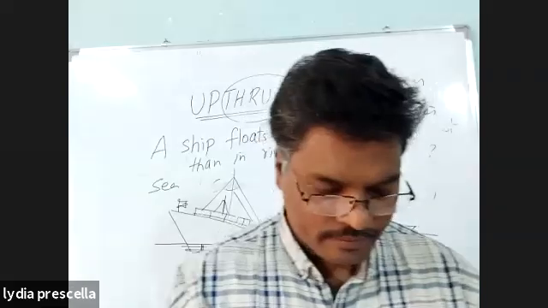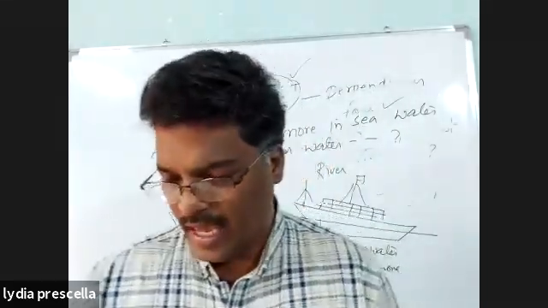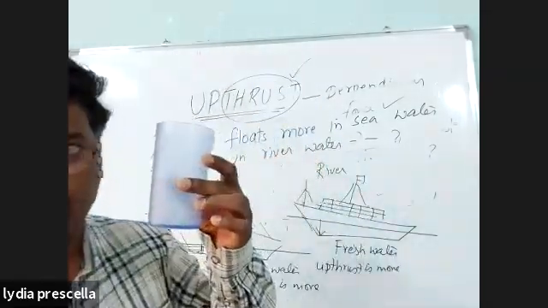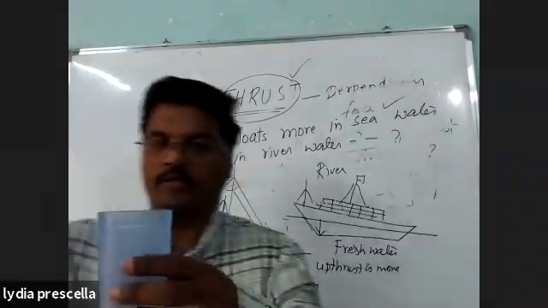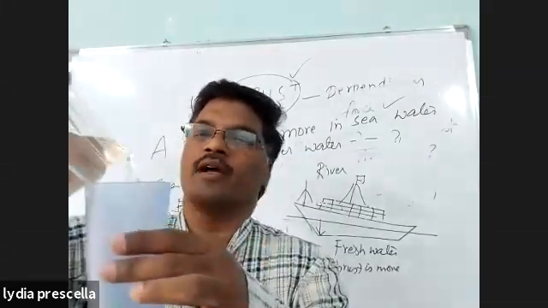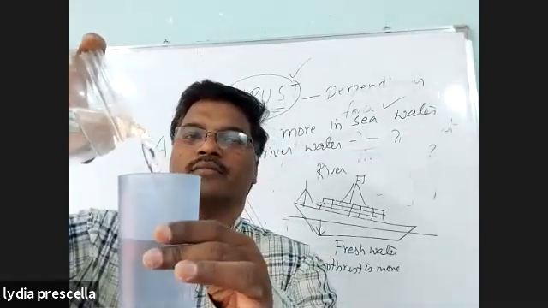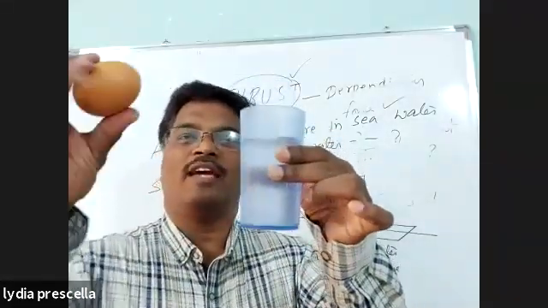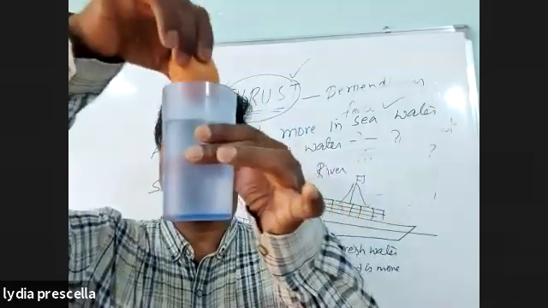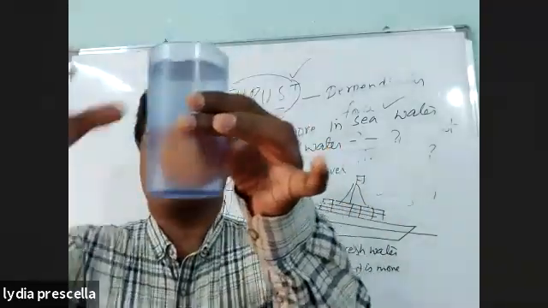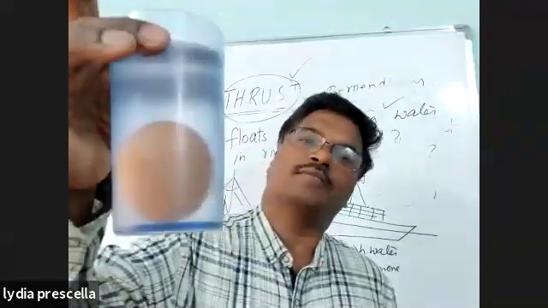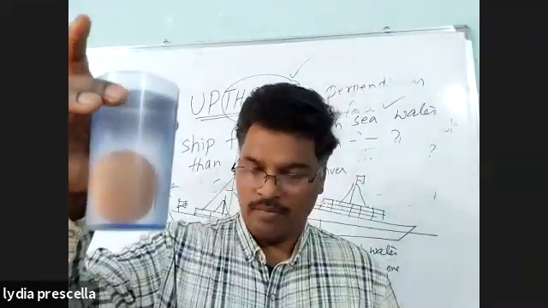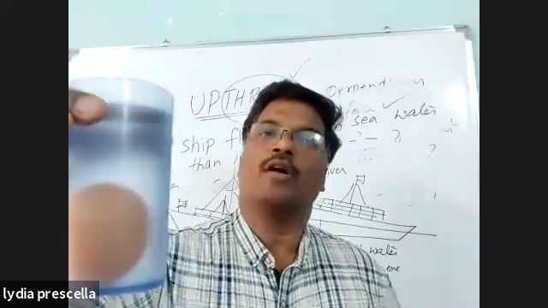Now the third question is about the egg. For example, you see there is a glass and I am keeping some fresh water. There is fresh water and there is one egg in my hand. I just drop it inside. Can you see the egg here? It went to the bottom of the glass. Now the same experiment I will do with salt water.